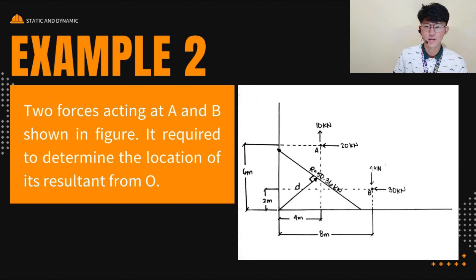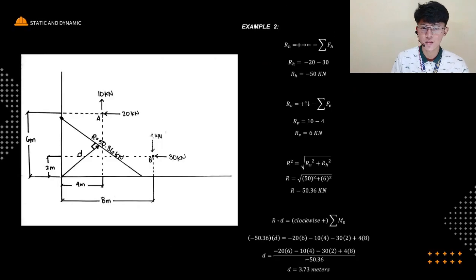So next, for our next problem, example 2. Two forces acting at A and B shown in figure. It is required to determine the location of each resultant from O. So ito po yung ating figure. Kung mapapansin po natin, inuna po natin kuhanin yung mga location po na ating magagamit and dimension para mapabilis ang ating pag-solve.